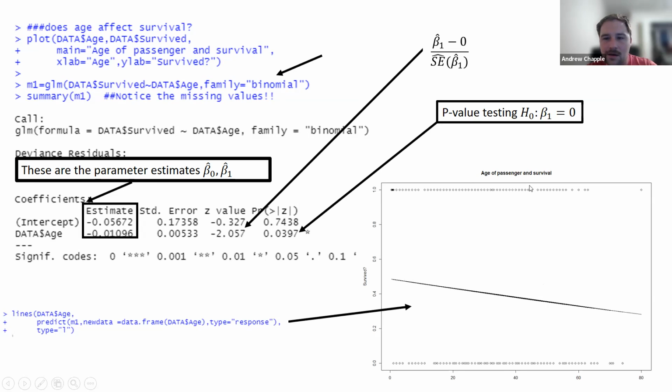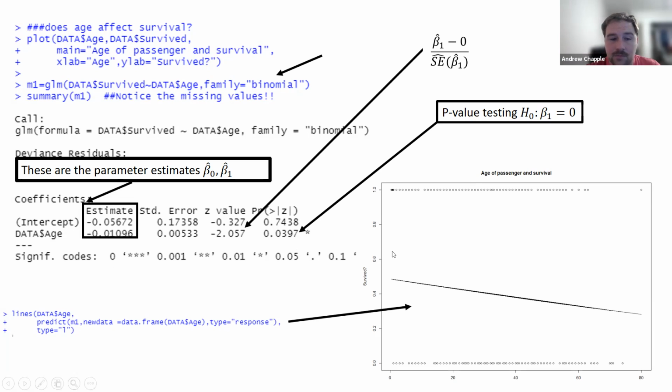Now, again, what do I get here? I get an estimate for beta 0, that's my intercept, and an estimate for beta 1, that's my age effect. I can see here from the p-value, this p-value is testing whether age impacts your survival chance at all. The null hypothesis is that it doesn't, that it's independent. This p-value is significant, so we reject the null that age does not impact whether or not you survived on the Titanic. And since this is negative, what that means is increased age, decreased chance of survival.